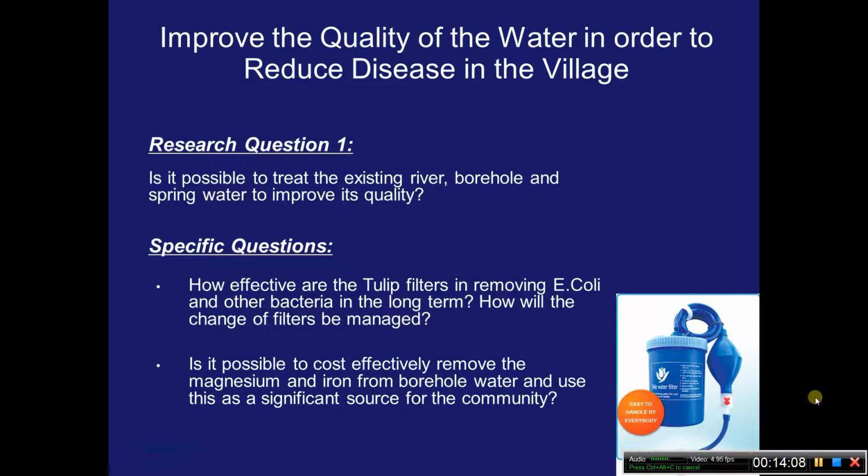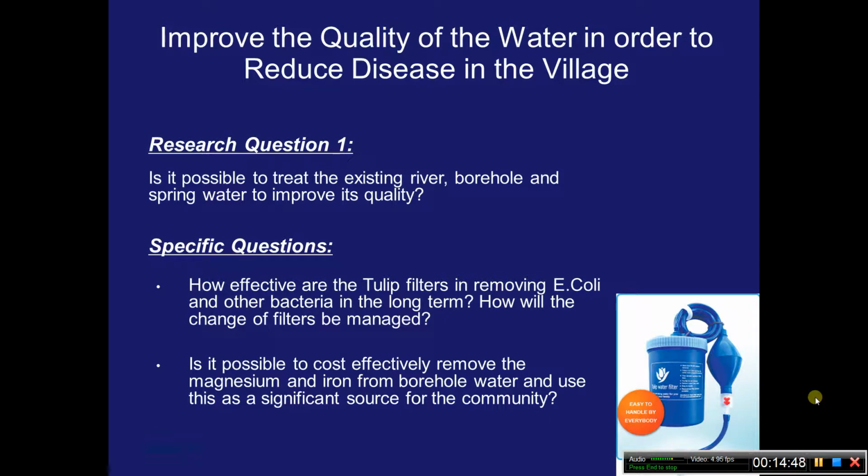So here are some examples in that Eastern Cape case that I spoke about earlier. One of the objectives was to improve the quality of the water in order to reduce disease in the village. So one question that was developed there is: is it possible to treat the existing river, borehole and spring water to improve its quality? Our system knowledge had told us that the quality was poor, and now we need to find out, can we treat it? Technological knowledge that the team had told us that there were these tulip filters that could possibly be useful in filtering the water and making it usable for domestic, for drinking purposes.